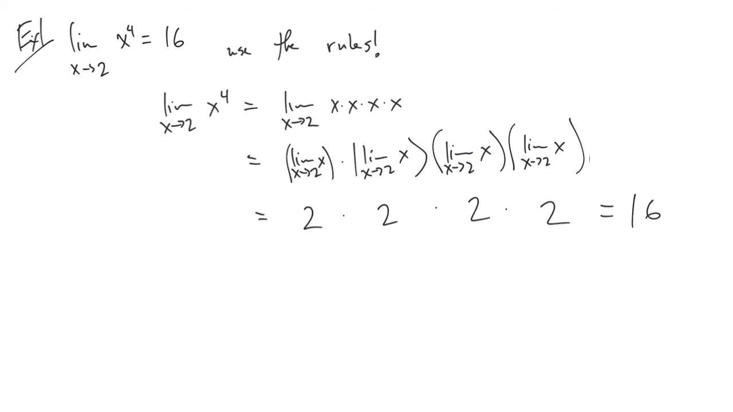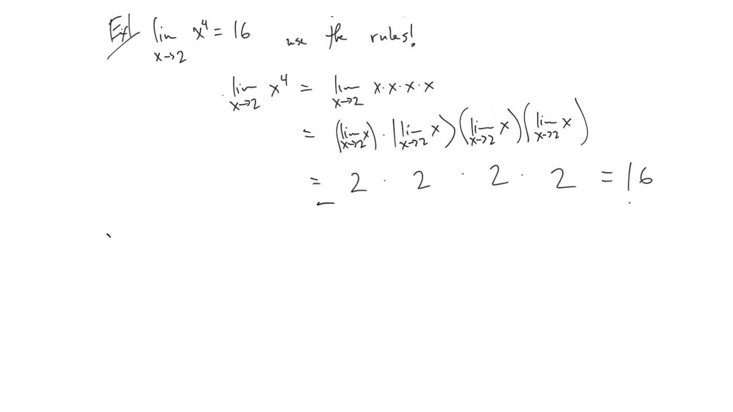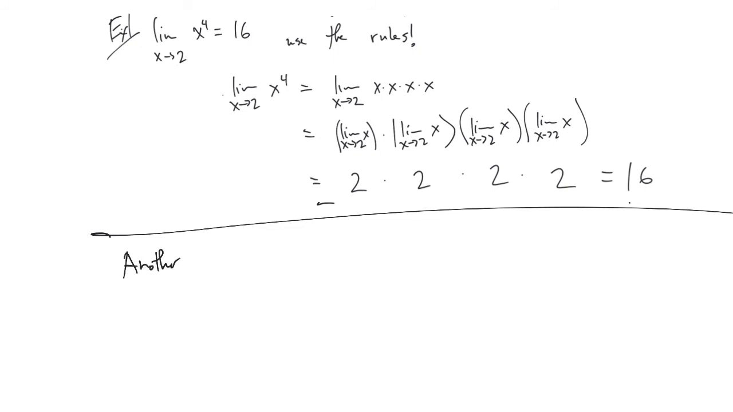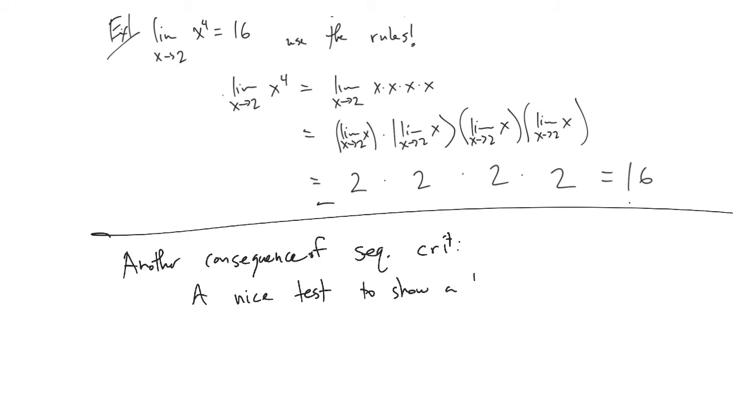Okay? I said we had 2 things. We've got plenty of time. Let's do the second big consequence of the sequence definitions. So another consequence of the sequential criterion is a fairly manageable way to show when a limit does not exist or when a limit does not equal something. So I'll say a nice test to show that a limit does not exist.